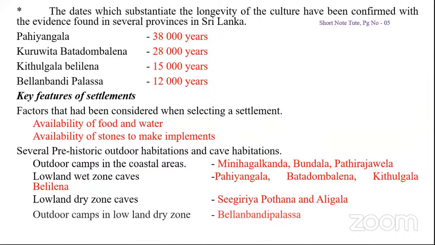So then outdoor camps in lowland dry zone, that's an outdoor camp. Now see, there are 2 outdoor camps we have studied in coastal areas and lowland dry zone. 2 types of caves we learned: lowland wet zone caves and lowland dry zone caves.